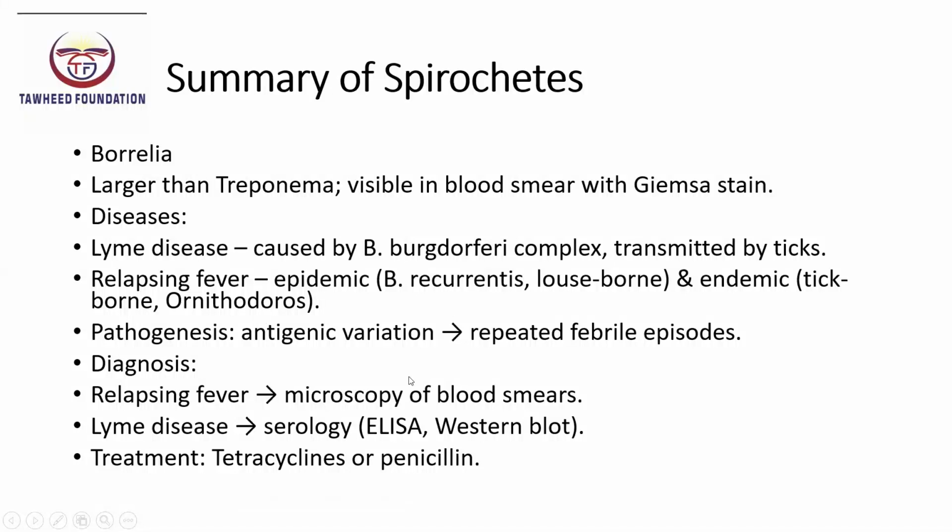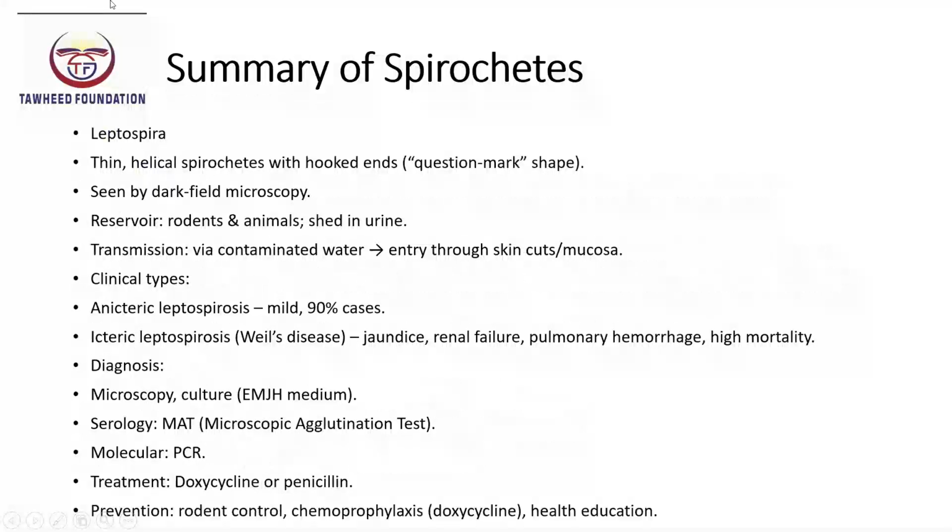Pathogenesis is through antigenic variation, which leads to repeated febrile episodes. Diagnosis for relapsing fever is through microscopy of blood smear, and for Lyme disease, serological tests, which include ELISA and Western blot. Treatment, the drug of choice will be given.